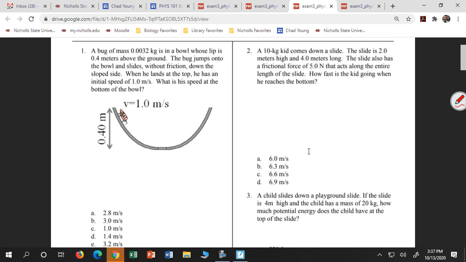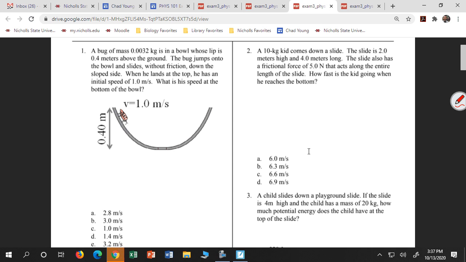Yeah. Which one? Number one? Yeah. Okay, so this is like the roller coaster problem. It just looks a little bit different.